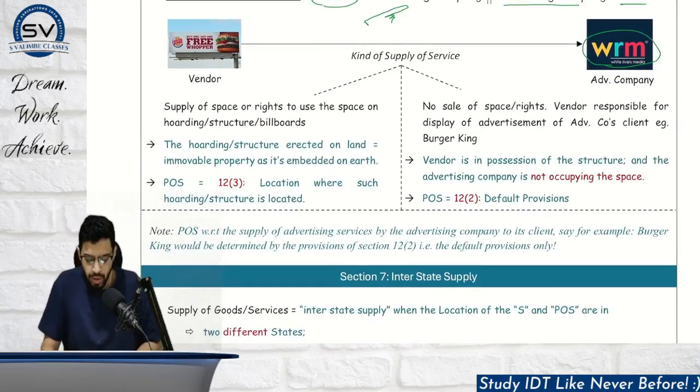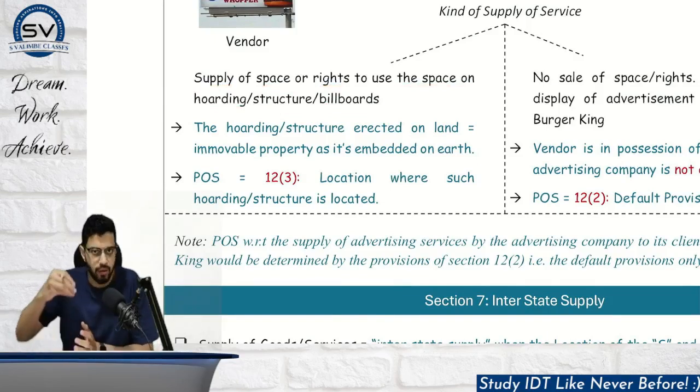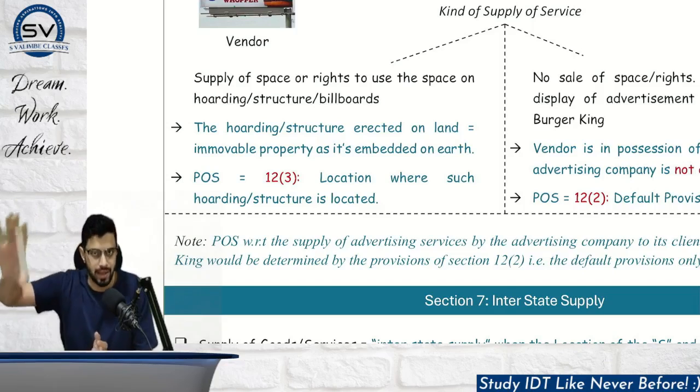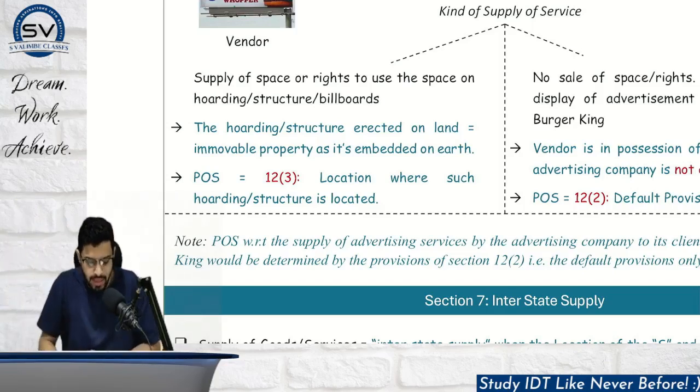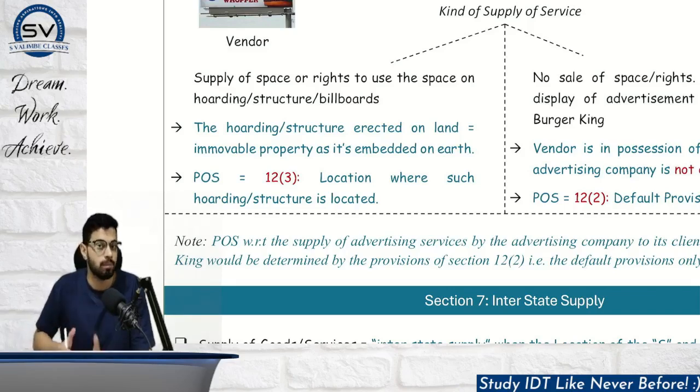Hope this is clear. Now, there are two kinds of supply of services that take place in this industry. Case number one, supply of space or rights to use the space on hoarding structure or billboards. In this case, the vendor says to White River Media that we are giving you the rights to the space, the right to this particular billboard located at this particular location in Mumbai for the next 90 days. This is the case where the place of supply will be determined as per section 12 subsection 3. Why? Because that billboard constitutes an immovable property. It is fixed to the ground, to the earth.